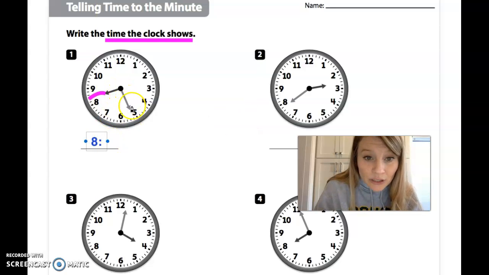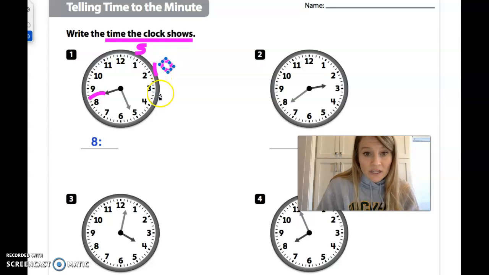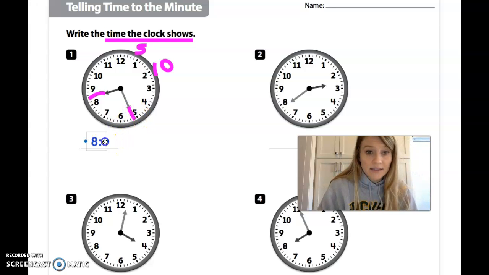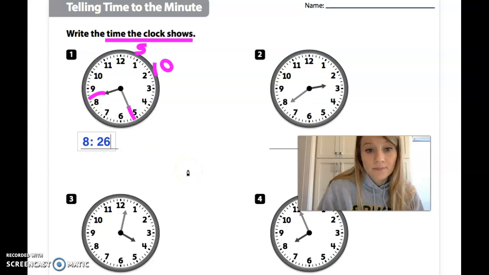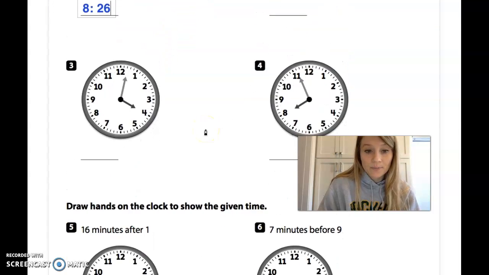Now I have to really look because I know 5, 10, 15, 20, 25, and it looks like 26. So it is 8:26 because I'm not quite 8:25, I'm 8:26. All right, I want you guys to finish the rest of these clocks.